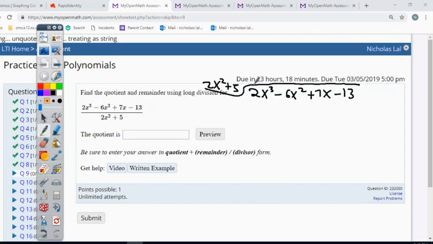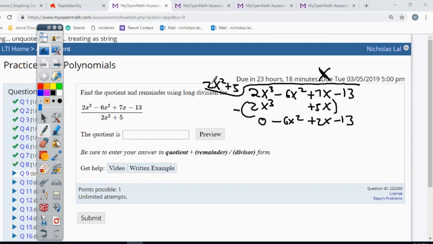So 2x squared multiplied by x gives 2x cubed. x times 5 is 5x. Subtract: 2x cubed minus 2x cubed is 0. Bring down the negative 6x squared. And then 7x minus positive 5x is going to be plus 2x, minus 13.